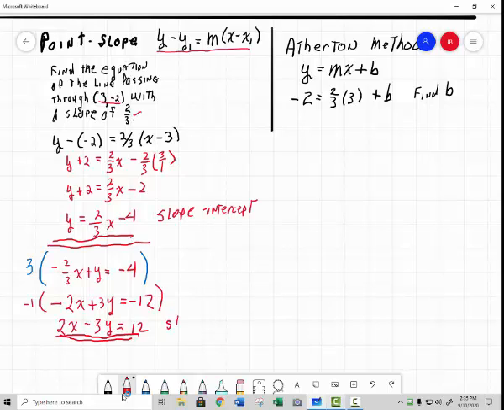Now, I'm not sure how your homework is going to be. Sometimes your author asks for standard form, sometimes he asks for slope-intercept form. We can solve either way. It just depends on what your author wants to do.